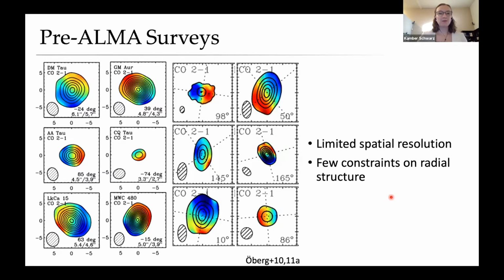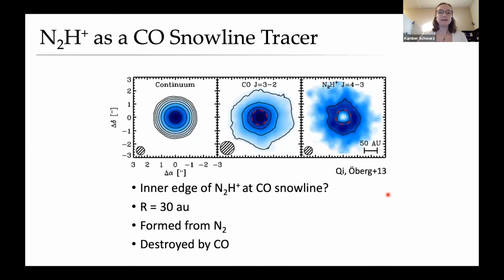Now, with ALMA, one of the first really interesting results to come out for protoplanetary disks was this image of an N2H+ emission ring in the disk TW Hydra. And this was interpreted as being a deficit of N2H+ emission at the CO snow line, which in this image is around 30 AU, with the idea being that because N2H+ is destroyed by CO, when you have a high CO abundance, you're going to have a deficit of N2H+.